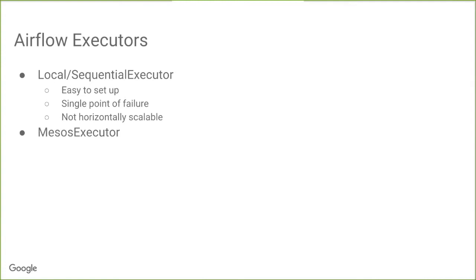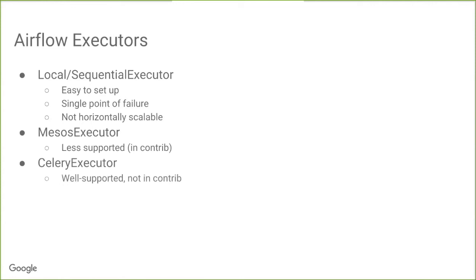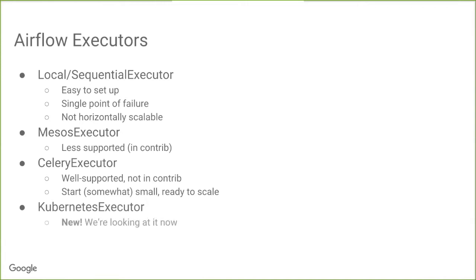We looked at the Mesos executor, and the issue with this is it's less supported. It's in the contrib folder compared to the Celery executor, which is more supported and not in the contrib folder. So we decided to go with the Celery executor. With that, you can still start somewhat small. You'll need a few nodes, which I'll talk about in a bit, but it's also ready to scale without too many issues. And of course, the fourth executor, Kubernetes executor, we're looking at it, but we haven't made an architecture for it yet. So we'll be talking about the Celery executor today.